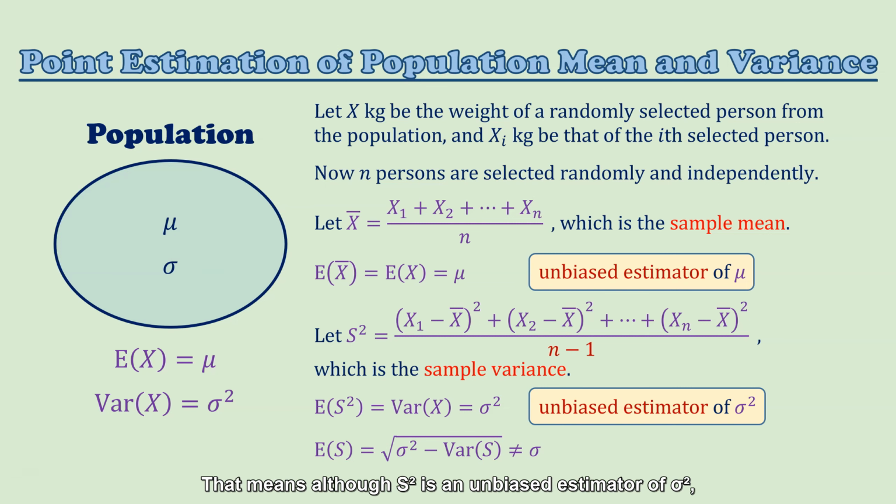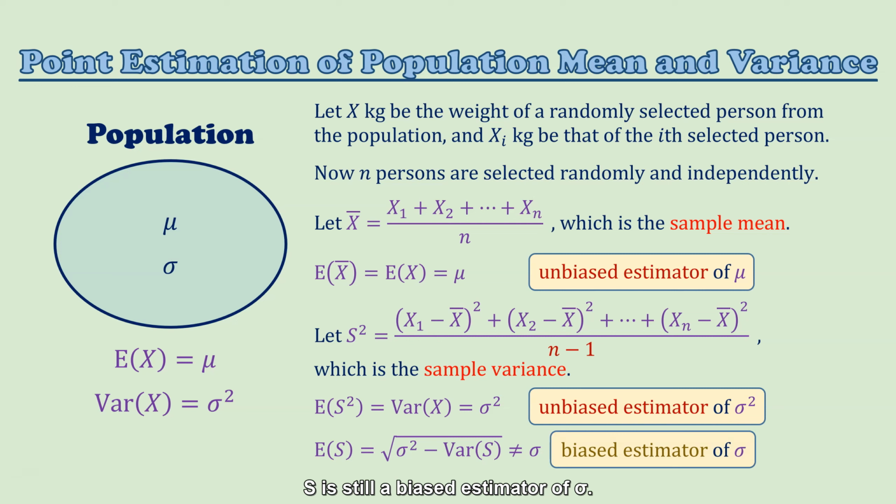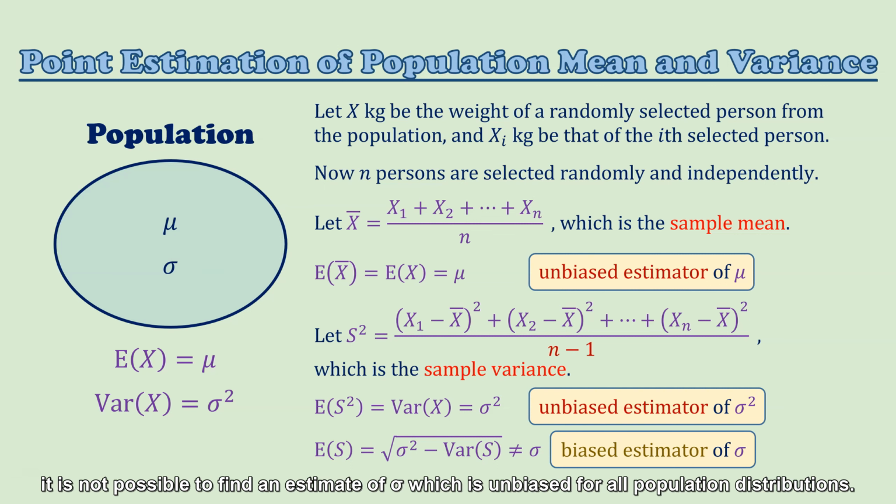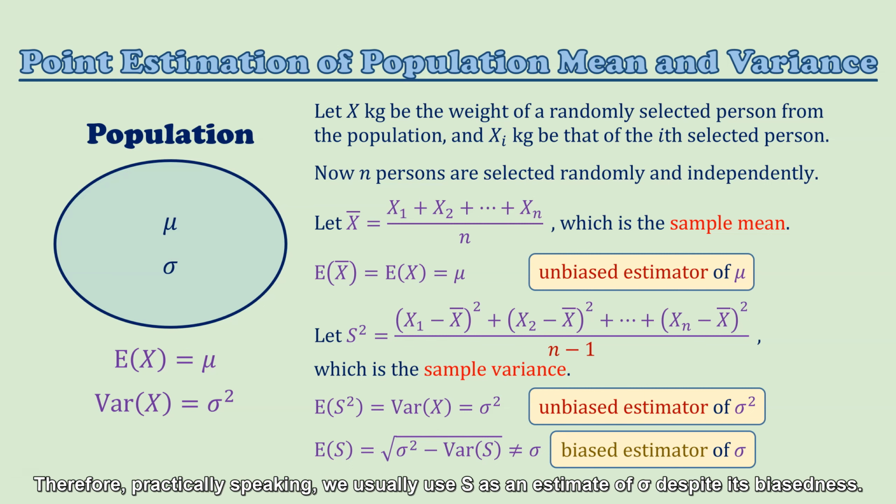That means although S squared is an unbiased estimator of sigma squared, S is still a biased estimator of sigma. Indeed, correcting the bias in the estimation of sigma is not straightforward. Unlike what we have obtained in the estimation of sigma squared, it is not possible to find an estimate of sigma which is unbiased for all population distributions. Therefore, practically speaking, we usually use S as an estimate of sigma despite its bias.